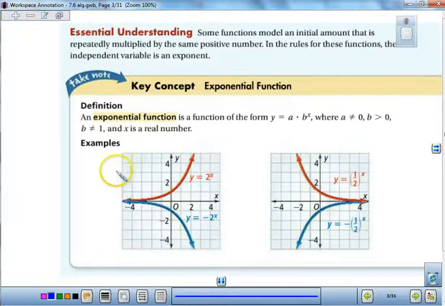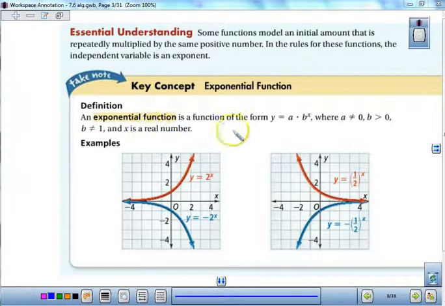today as you fill in your notes, or on your green notes on that back page, the essential understanding is that some functions model an initial amount that is repeatedly multiplied by the same positive number. In the rules of these functions, the independent variable is the exponent. So an exponential function is a function of the form that you're going to put down in your notes: y equals a times b to the x, where a is not 0, b is greater than 0, b cannot equal 1 because then it's not growing, it's linear, and x is any real number.